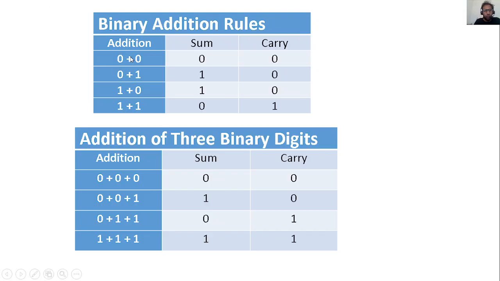These are the rules: when we add two zeros, we get the sum as 0 and no carry bit. When we add 0 plus 1, we get the sum as 1, of course no carry bit. And when we add 1 plus 0, it's also the same, sum is 1 but no carry bit.